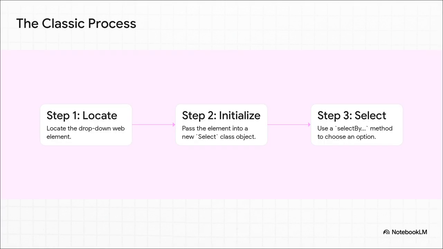And the process is incredibly simple. It's a three-step dance. First, your script finds the drop-down element on the page. Second, you wrap that element up in an object of the special select class. And third, you just use one of its built-in methods to pick your option.